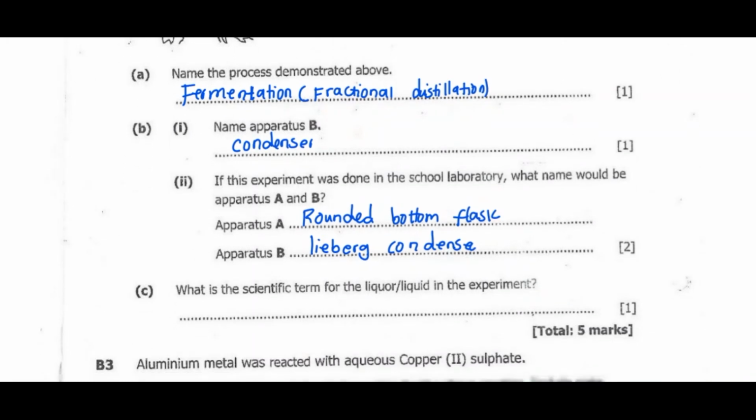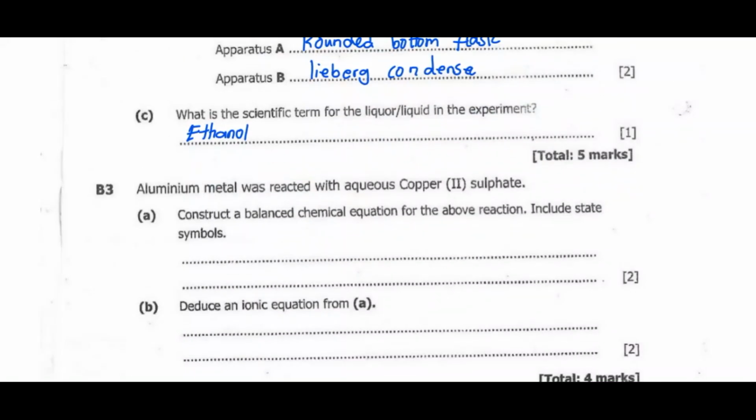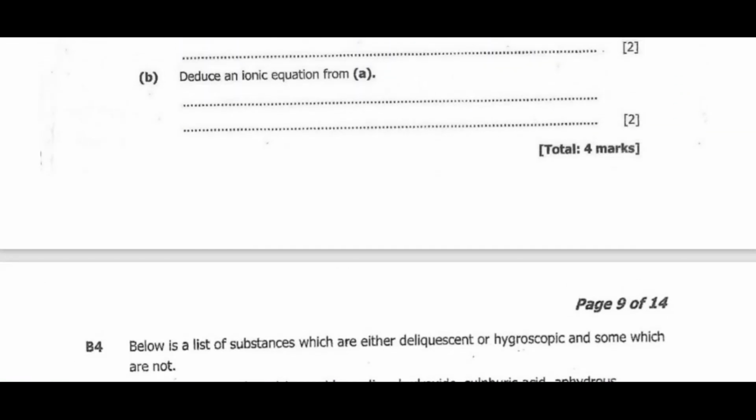Okay, so now C, what is the scientific term for the liquor or liquid in the experiment? So the scientific term is ethanol. So this is the alcohol that is being produced. And remember, ethanol is the only alcohol that can be produced by fermentation according to science. Now we move on to question 3.